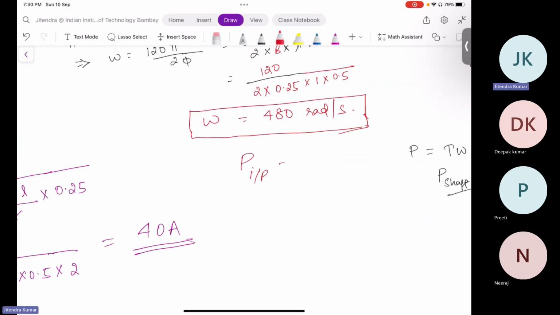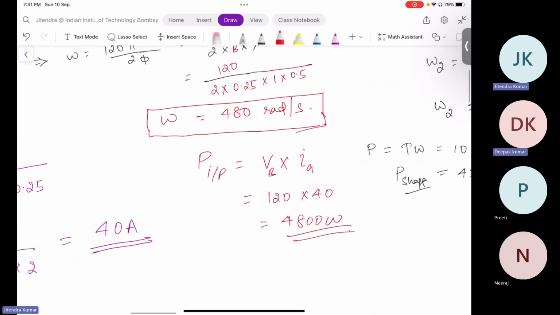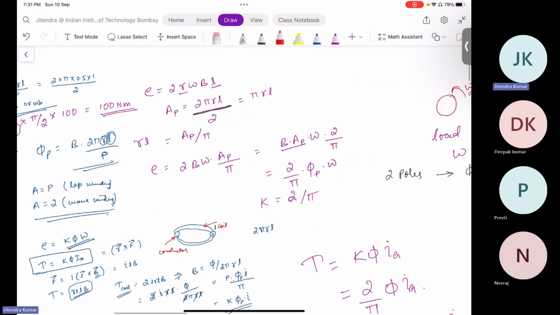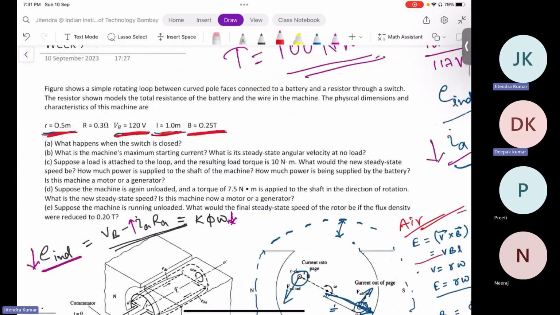So power input is V into I, V battery into IA, that is 120 volt into 40 ampere. So it will be 4800 watt. Did you get it, Deepak? Sir, VB is 108 volt now. Where? Let me show you. It is 120 volt. Okay, sir. That's why you made the mistake.